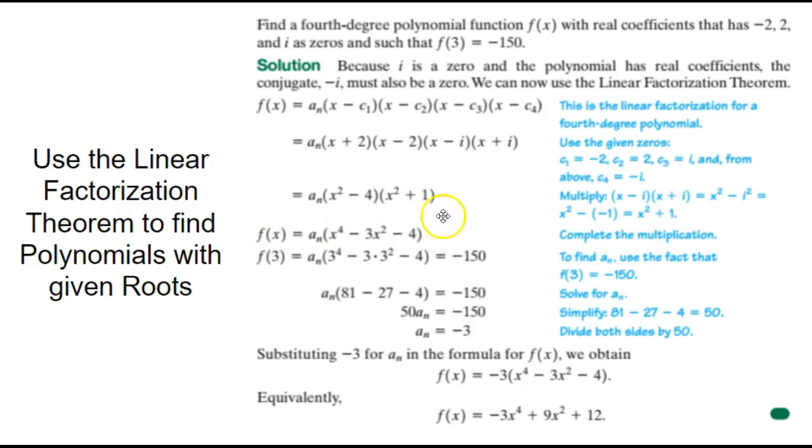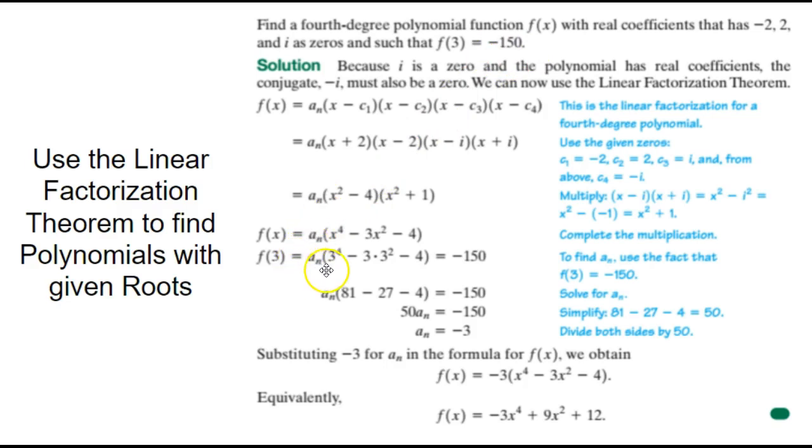Now, here is where the f of 3 equals -150 part comes in. When you're here, you now look at that information up top that we hadn't looked at yet, and it's telling us that if you plug in the number 3 for x, you should get an answer of -150 for the function, or for y.